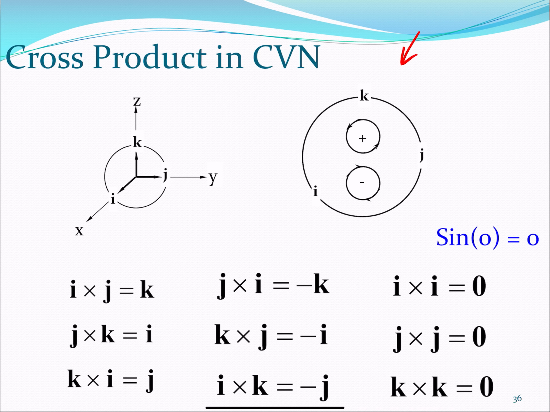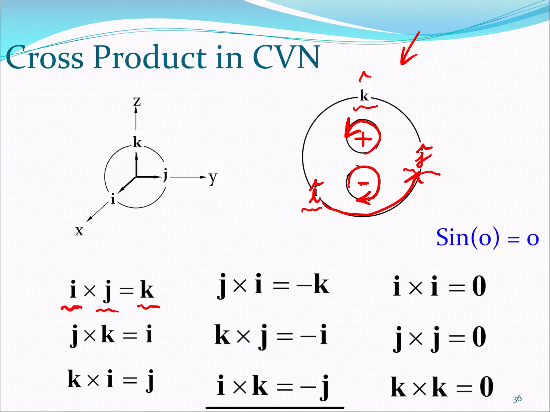If we start, let's say, with I hat cross J hat, this little circle here says that we are going to have positive values if we go counterclockwise. So I hat cross J hat gives us positive K hat. And if we do it the other way, according to this sense over here, we have negative results.